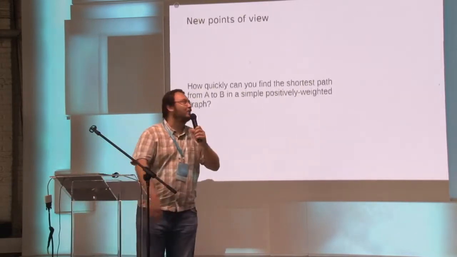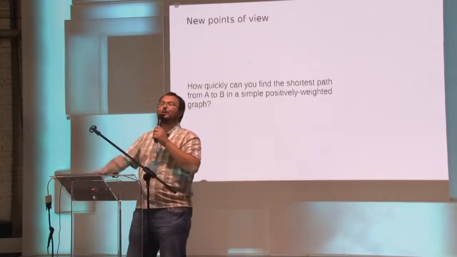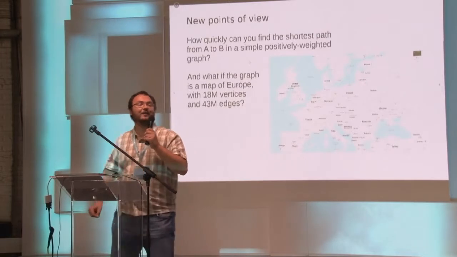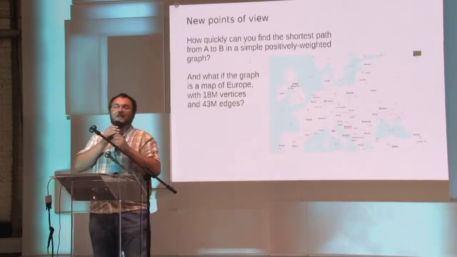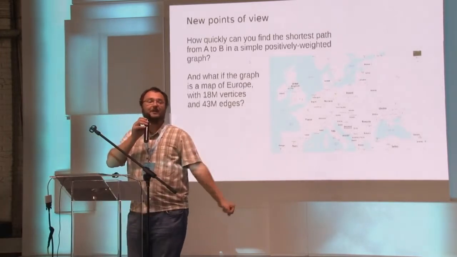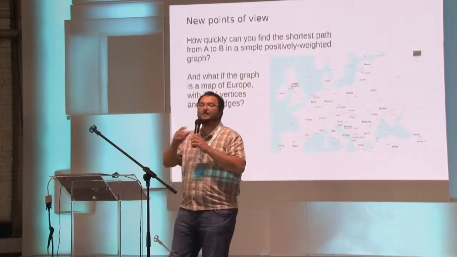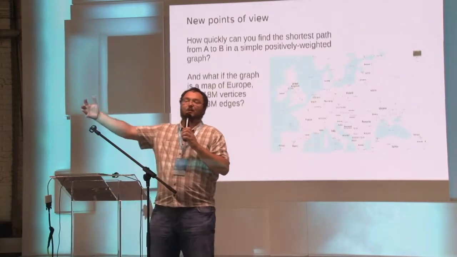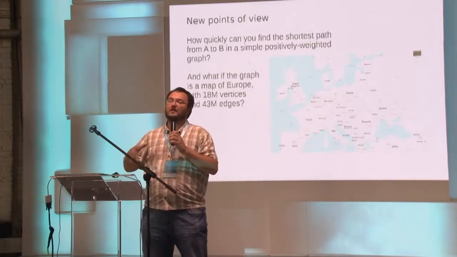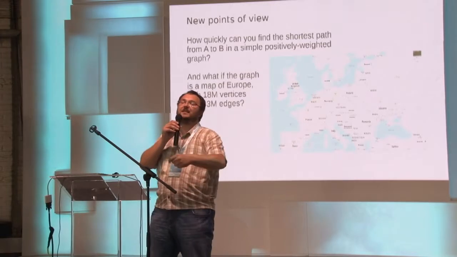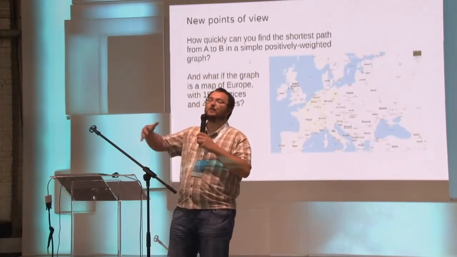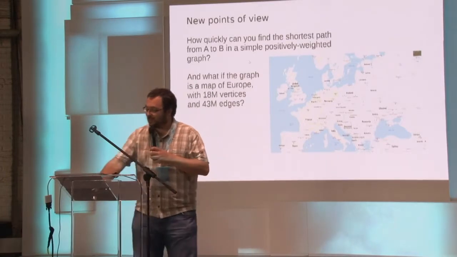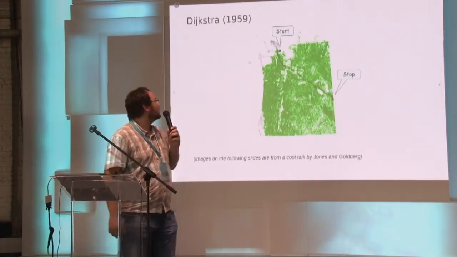Okay, so let's get back to our original question. We are looking for the shortest path from A to B. But what if the graph is a map of Europe? Last time I played around with a map of Europe, it was a graph with something like 18 million vertices, 43 million edges, and now imagine you have your own server with some maps, and you want to provide directions, and you will have many people coming in and asking those questions. So again, is Dijkstra's algorithm the optimal solution?